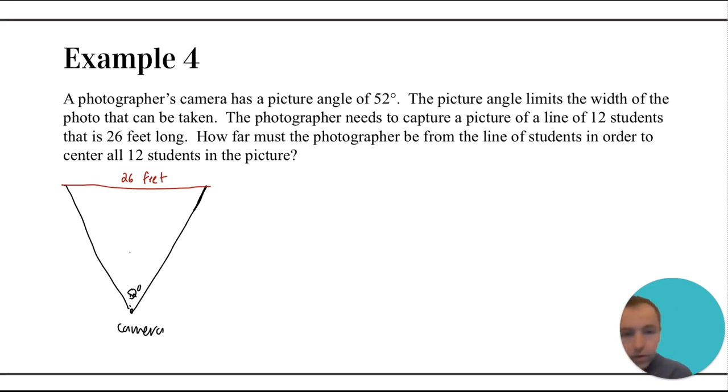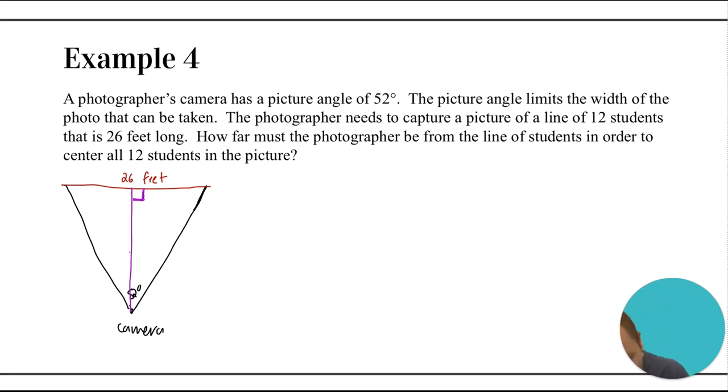So what we could do here then is try to incorporate some trigonometry into this. We don't have any right triangles directly, but if we cut this perfectly in half right here, you'll see then that we do get a right angle hitting that line of students right there. So we get a couple of right triangles that are congruent to one another here.